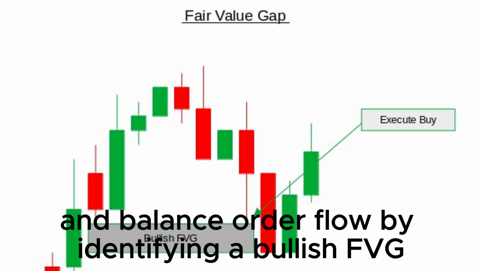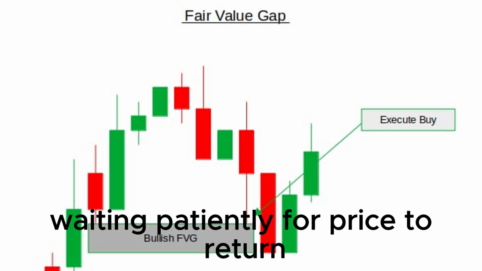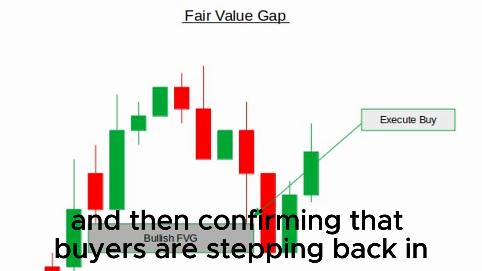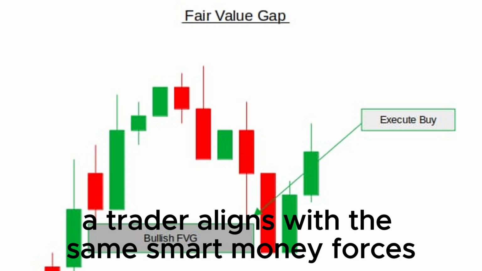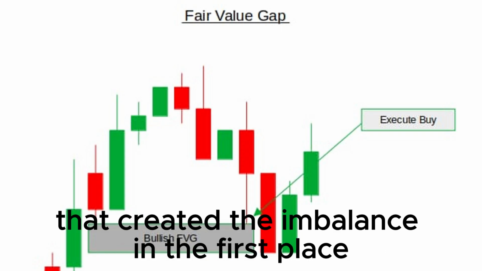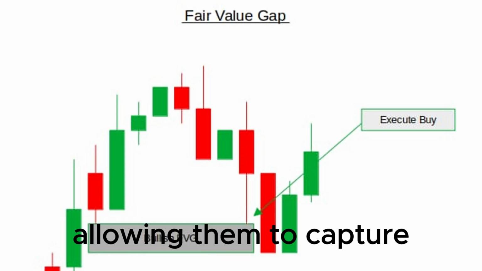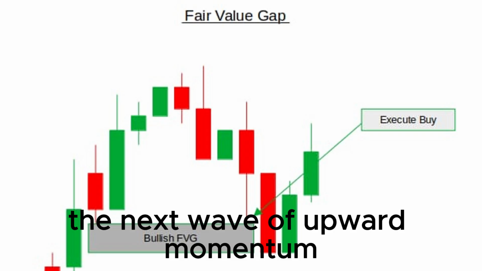By identifying a bullish FVG, waiting patiently for price to return, and then confirming that buyers are stepping back in, a trader aligns with the same smart money forces that created the imbalance in the first place, allowing them to capture the next wave of upward momentum.